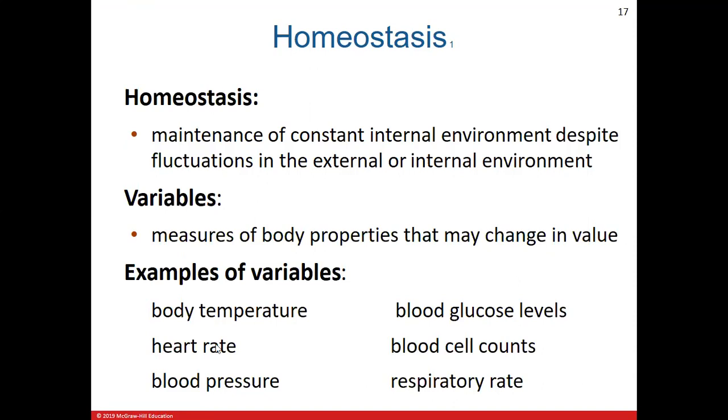Your heart rate, that changes. Your blood pressure, that should be somewhere around 120/80, maybe a little lower than that would be even better. And so your blood pressure is always changing up and down a little bit. Glucose levels in the blood, the different blood cell counts inside of your blood, your respiration rate, that changes as well. So these are all different types of variables or measurements that can change based on your conditions.